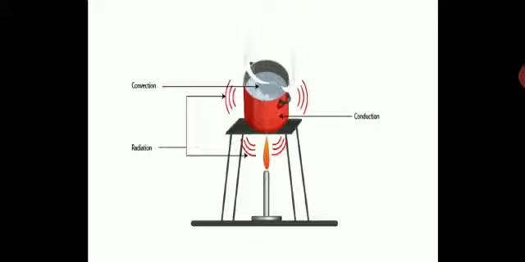And radiation of heat you can see happening in two places, you can mark them. Radiation is happening without any medium, and heat is being transferred like this. So you have to draw this diagram and put the correct labeling accordingly in your notebook.